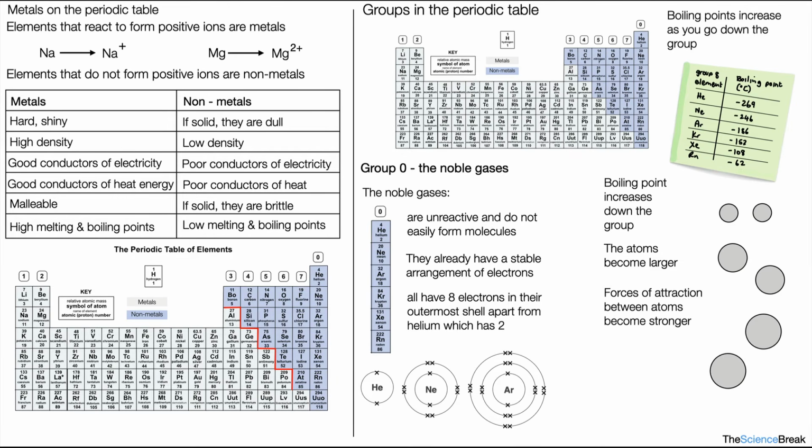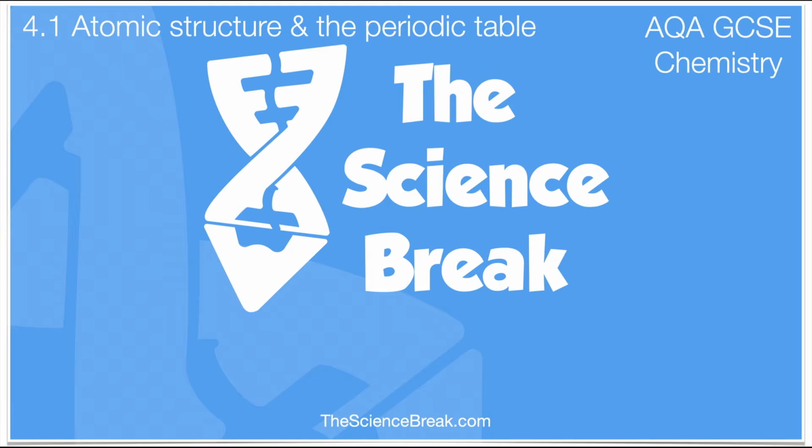The reason why the boiling points increase is because the forces of attraction between the atoms become stronger. There I've shown those in red lines, showing a stronger force of attraction between the atoms, and therefore more energy is needed to overcome those forces to separate out those atoms. Therefore the gases have higher boiling points as you go down the group. Remember, it's not the atoms that have a higher boiling point, it's the gases that have the higher boiling points.